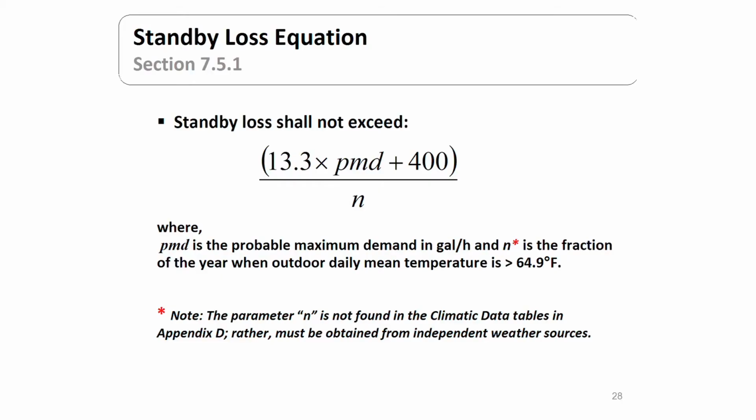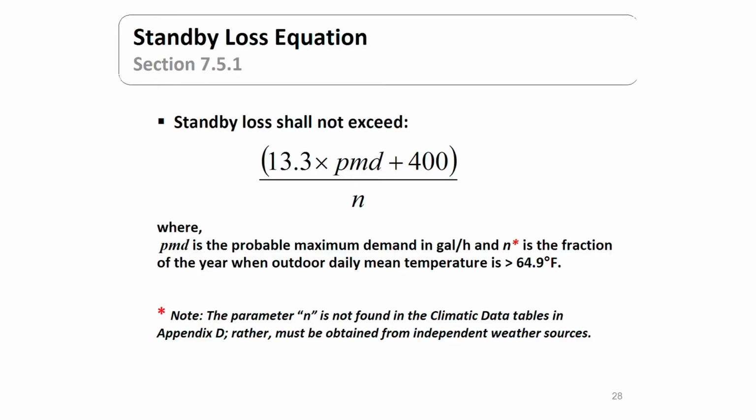That's pretty much saying that's the fraction of the year in which the days are more or less in a summertime condition. Not the cold days, but the hotter days. And I do want to note here that the parameter N is not found in the climatic data tables in Appendix D of the standard. They do have a lot of other information there, but this one in particular is not shown there. So you would have to get this value in from some other independent weather source probably. And that, in a short time, concluded the service water heating.